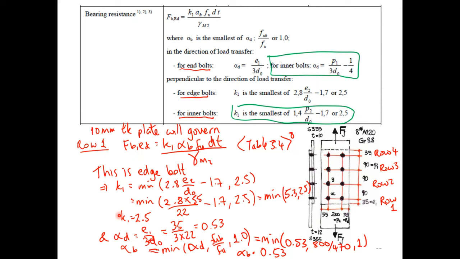And also alpha d hasn't changed. e1 over 3 d0, that's the same. We have e1 is 35, d0 is still 22, so that hasn't changed either. None of these values have changed at all. Therefore, the bolt resistance for row 1 in this example is going to be the same as what it was last time.